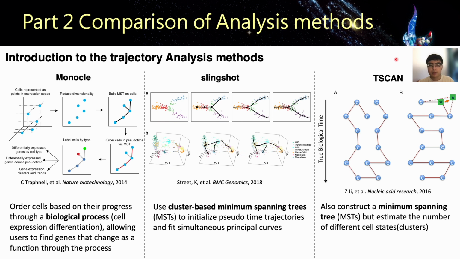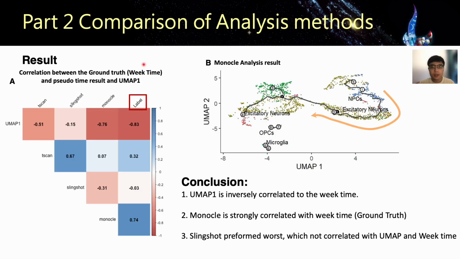Lastly, TSCAN also first clusters cells and then constructs the minimum spanning tree among the clusters, estimates the number of different cell states and arranges them in pseudotime to model the transition of cells from one state to another. Our primary objective was to determine the most accurate and reliable method for reconstructing cellular developmental trajectories in our data.